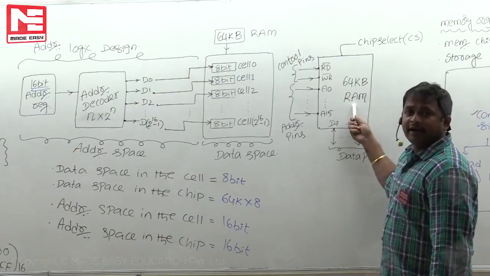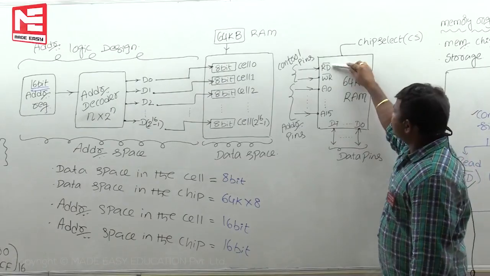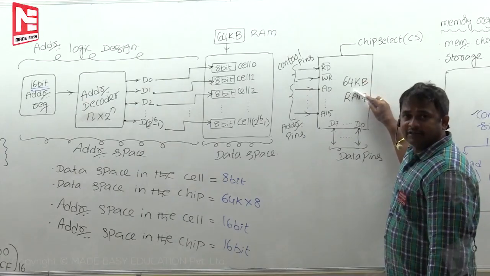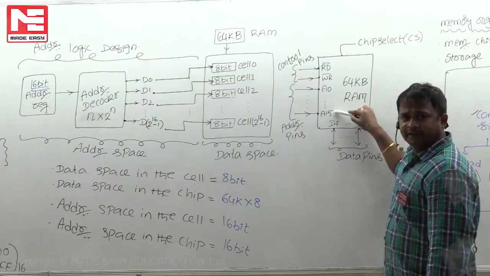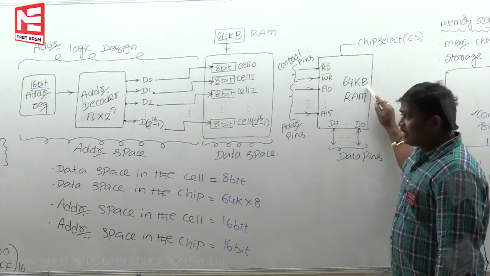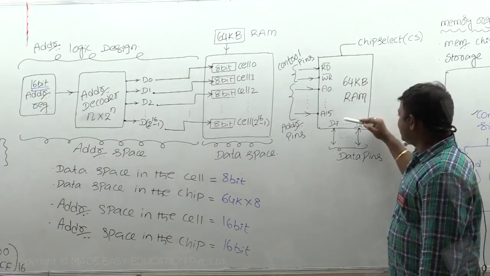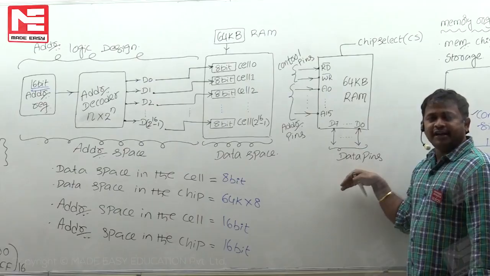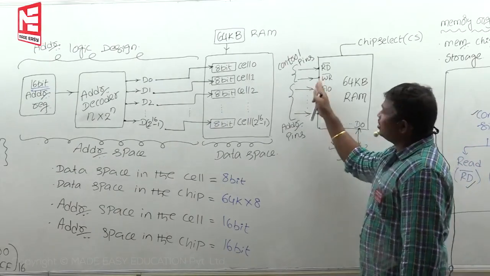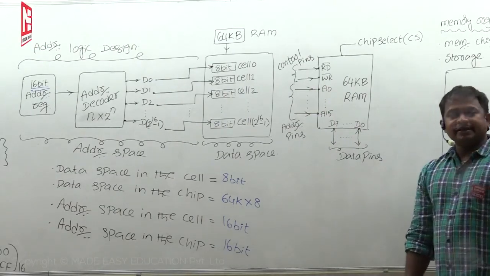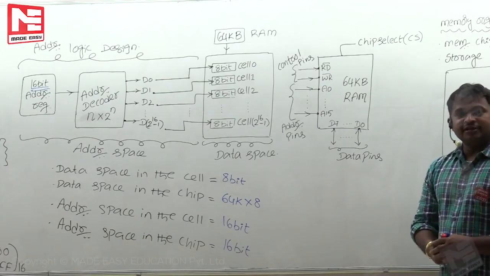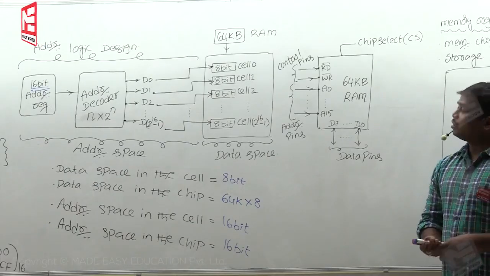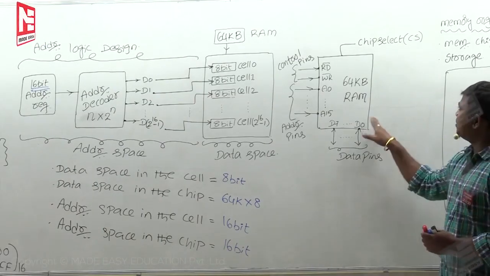64 KB RAM, read and write memory, read signal RD bar, write signal WR bar. Clear now? Now, it's 64 kilo cells, 16-bit address, A0 to A15 given now. Then every cell contains 8-bit storage space, D0 to D7. So this 8-bit data is bidirectional, reading and writing. Address is unidirectional, control is unidirectional. So every memory chip contains address pins, data pins, control pins. Address pins are unidirectional, data pins are bidirectional, control pins are unidirectional with respect to the memory chip.